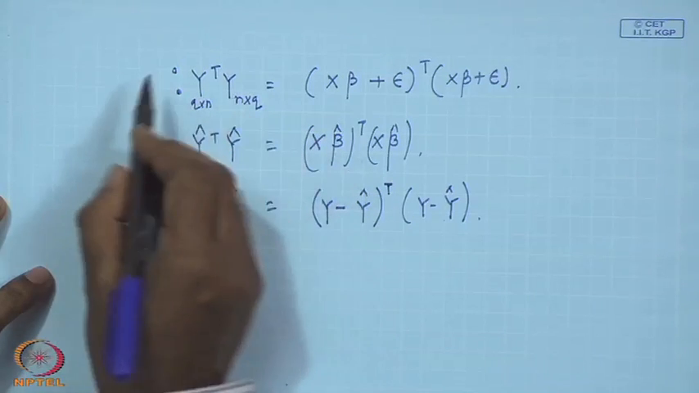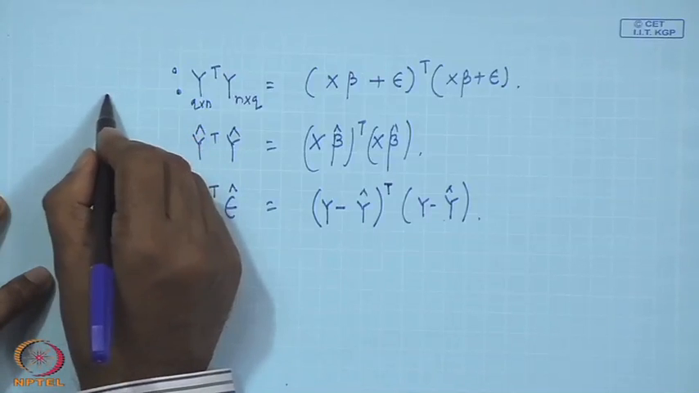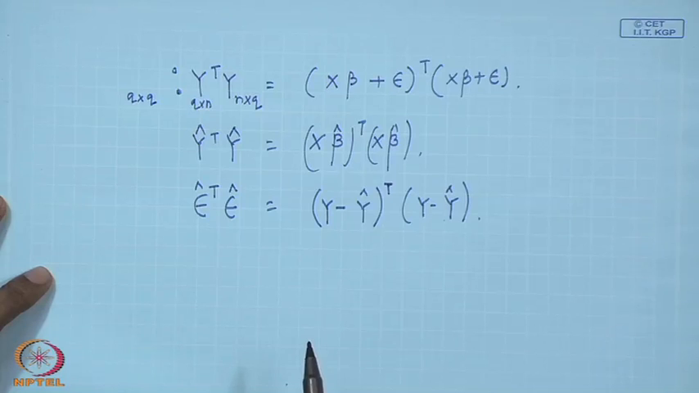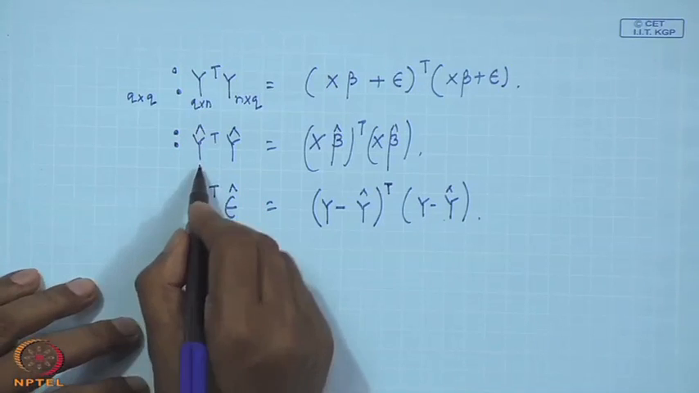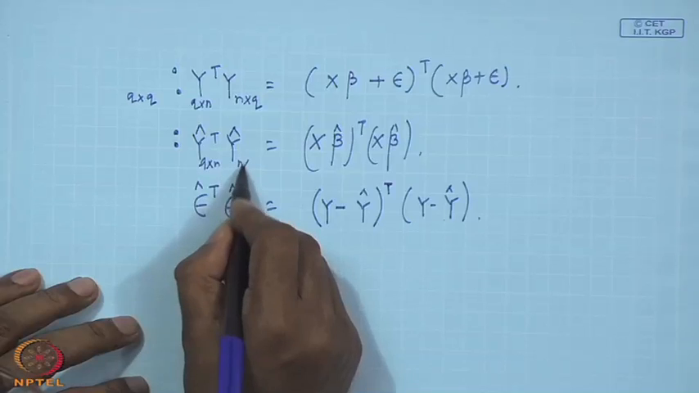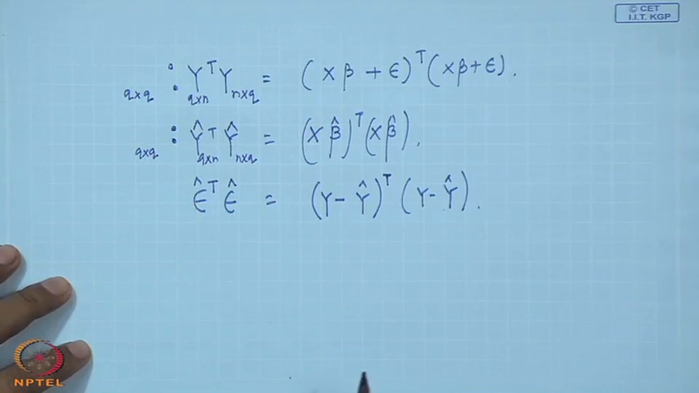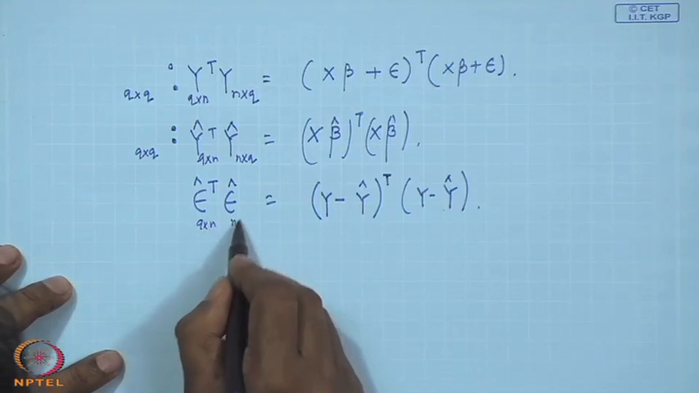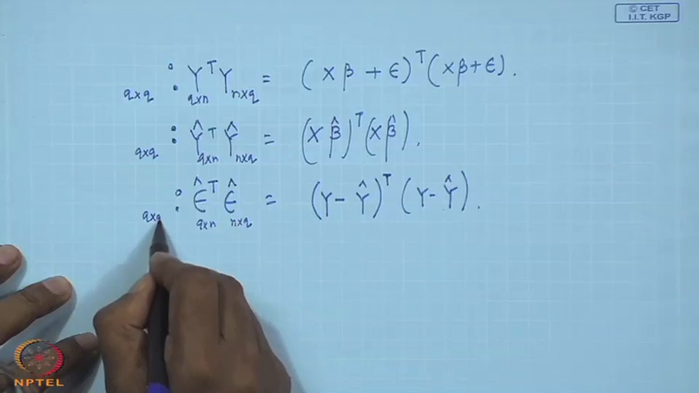Correct? Then if I write it like this, you will get a matrix which is q cross q. Similarly, here this is again q cross n times n cross q, so you will also get a matrix of q cross q. Here this one is also q cross n, n cross q. You will get something here, q cross q.